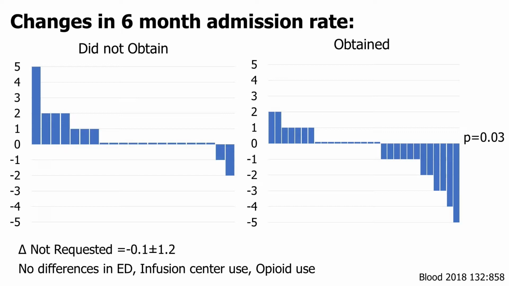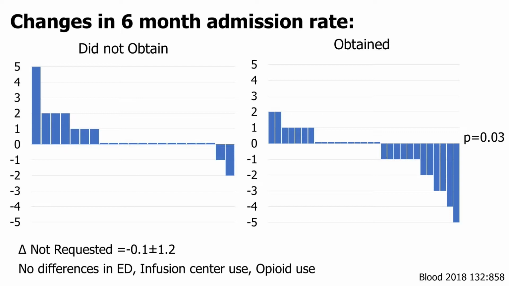There was no differences in ED use, infusion center use, or opioid use, which is a little surprising to us. That actually stayed pretty flat for all three groups. And just for comparison, the group that did not request certification, their admission rate stayed very flat. So it was an average of minus 0.1 admissions with a standard deviation of 1.2. So they really didn't show much change either way.